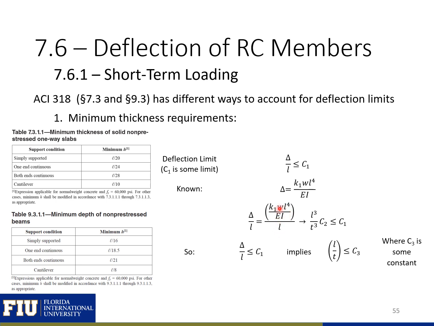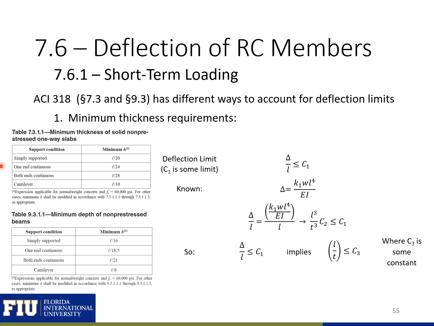We know a lot of these are constants, so we can simplify this expression to an L cubed over T cubed times another constant C2. So we can see that this thickness needs to be, in this case, L over T needs to be less than some constant C1. So this is just showing you that the minimum thickness requirement is just another way to show a deflection limit.